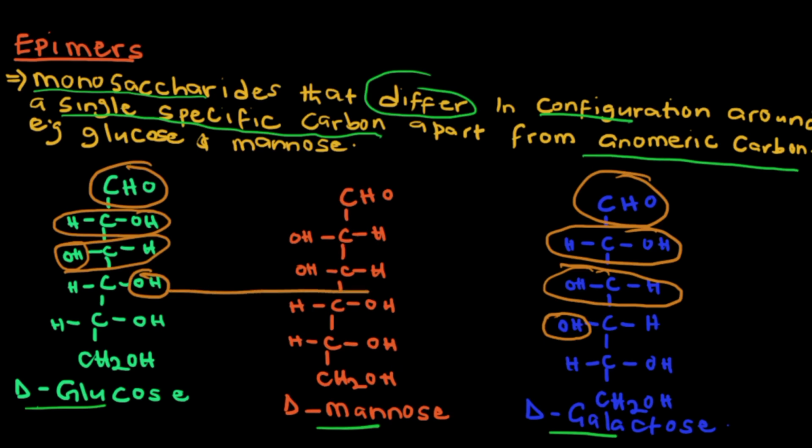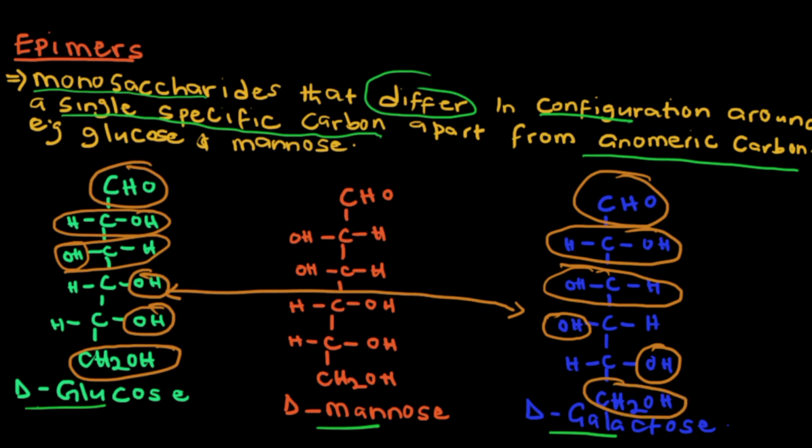So I have this difference now in carbon number 4. Then carbon number 5, OH is to the right in glucose, OH is to the right in galactose, and the last carbon is always the same. So the only point of distinction between glucose and galactose is in carbon number 4, meaning that glucose and galactose are epimers at carbon number 4.